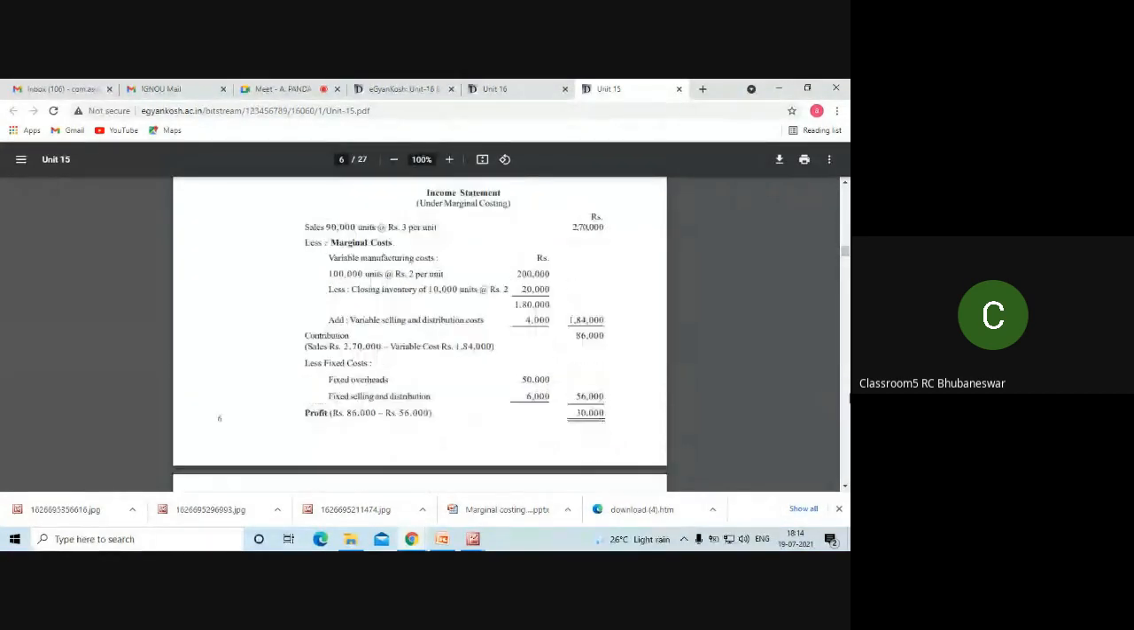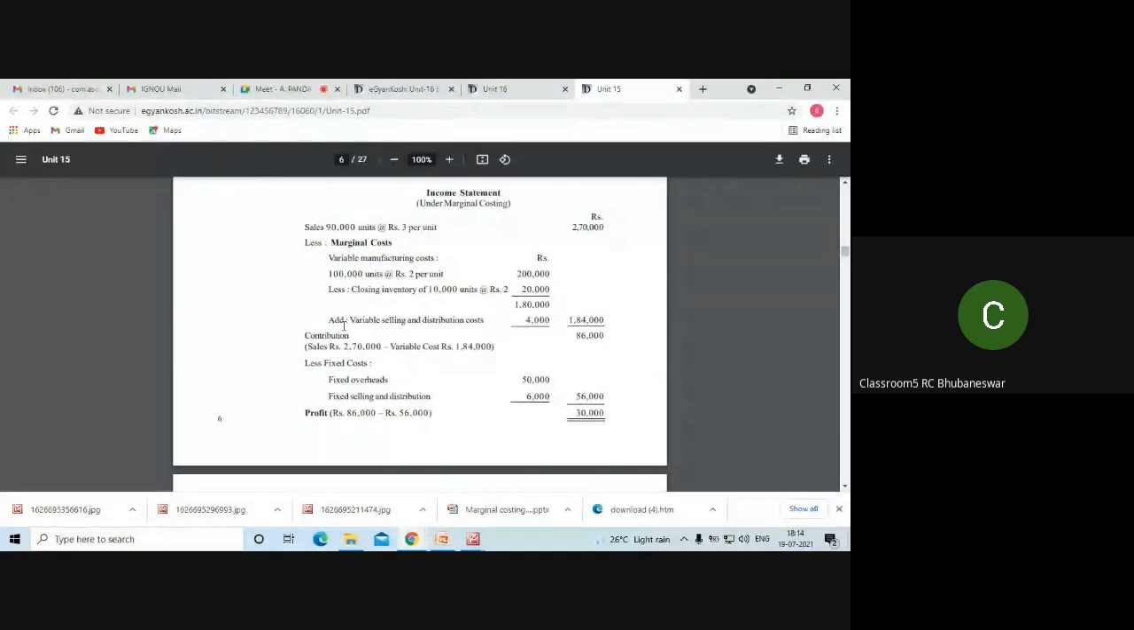Next come to this marginal costing part. So see here, sales is 90,000 units at the rate of 3 per unit. So 2,70,000. Then see, variable manufacturing cost. So only 1 lakh multiplied by 2 is taken. Fixed cost is not taken into account. So here it is becoming 2 lakh only. Next, less the value of closing stock is also valued at the variable cost only. No fixed cost will be included. That means 2 rupees per unit. So 2 multiplied by 10,000, 20,000 is becoming the closing inventory value. So what is left? That is 1,80,000.